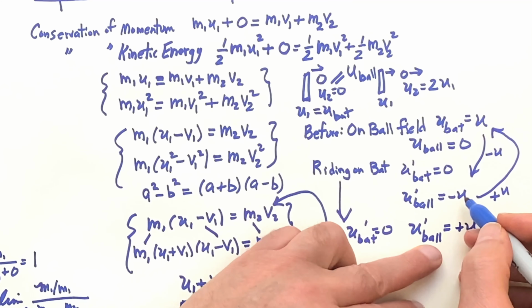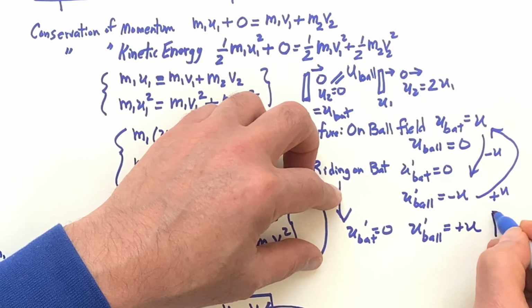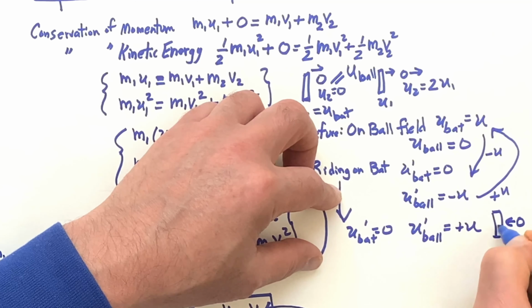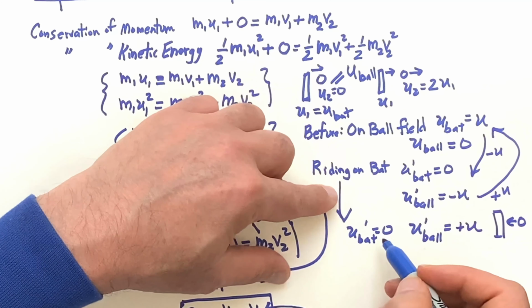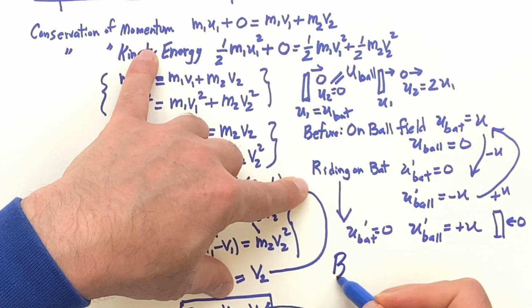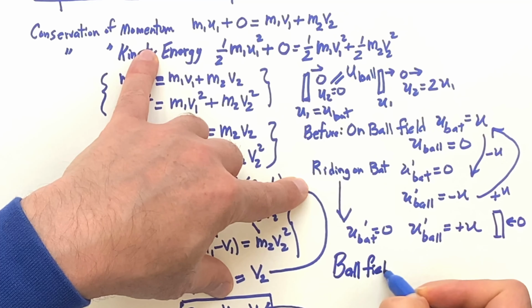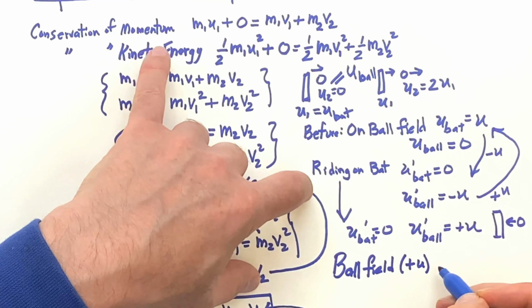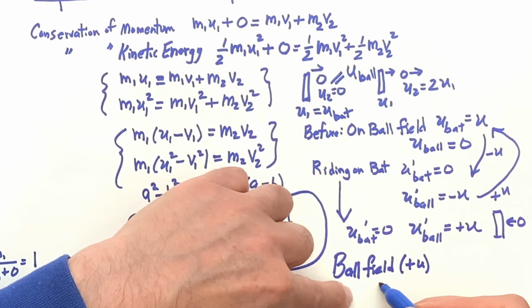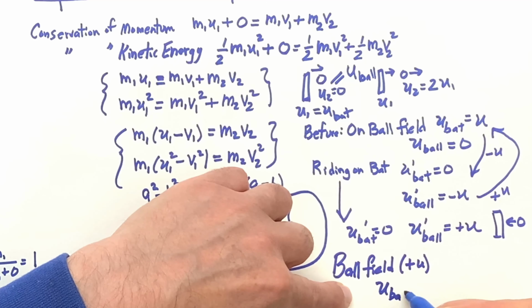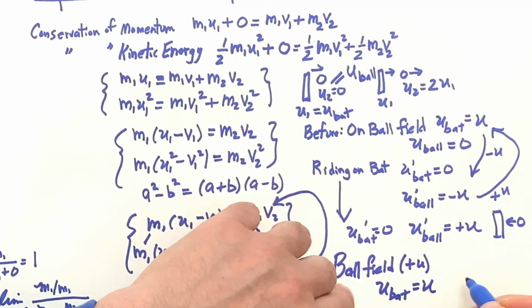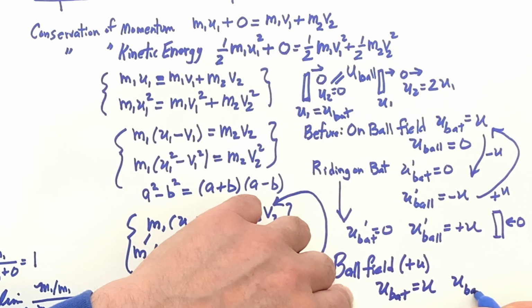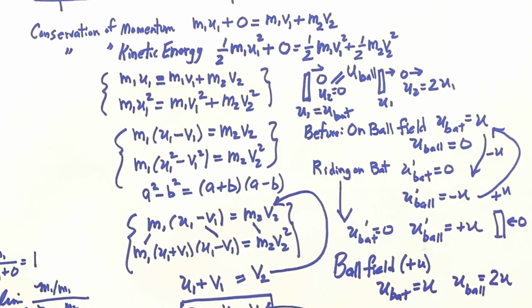So the ball's coming in. Here's like a wall. The ball's coming in. It's going to reflect. But then if I want to get back to the ball field, remember what the trick is. I have to add u. So if I do that, in the ball field case, the bat still goes at u, going with the bat. And here's where the trick is. The ball is going to be u plus u. It's 2u. The ball goes at 2u. That's amazing. Think about that. It's a little bit tricky.